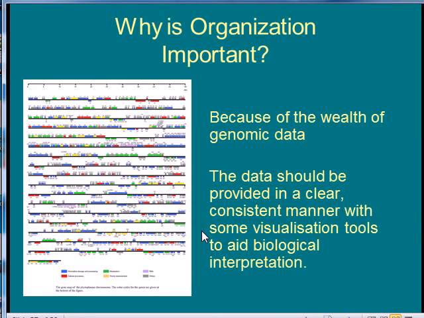Why is organization important? Well, we've already said that. Because of the wealth of genomic data. The data is all over the place. The data is being increased every day. The data should be provided in a clear, consistent manner with some visualization tools to aid biological interpretation. That's the goal anyway.